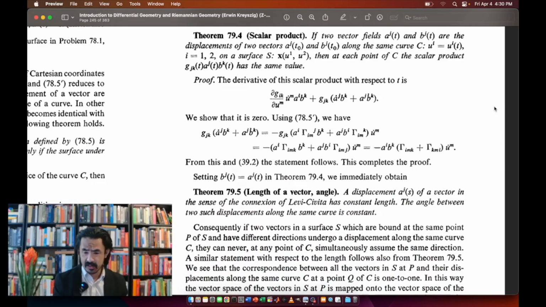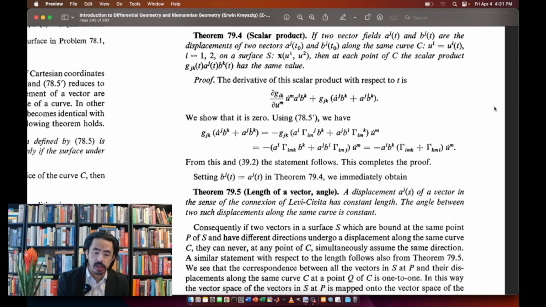The derivative of this scalar product with respect to the parameter t is partial g_jk over partial u^m times u-dot^m times a^j times b^k plus g_jk times the quantity a-dot^j times b^k plus a^j times b-dot^k, closed quantity. We show that it is 0 using the previous expression for the differential equations of the connection of Levi-Civita, which are referenced by 78.5 prime here in this book.